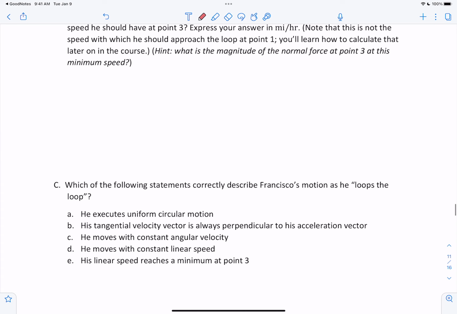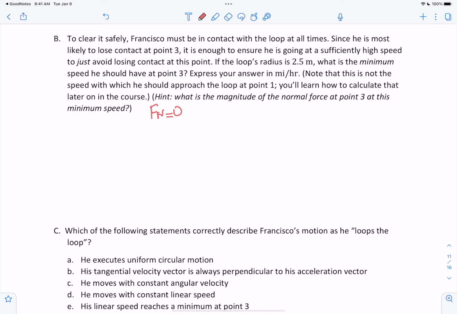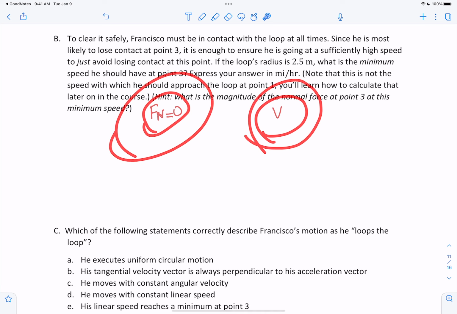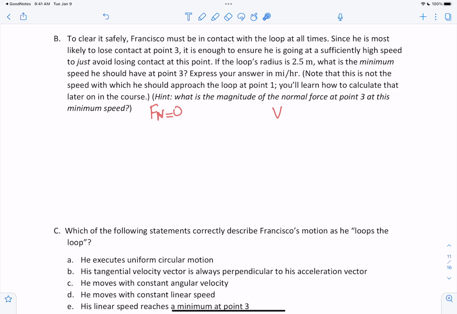Excellent. So we know that normal force is equal to 0 at that top point at 3, and that's just when the bicycle is about to lose contact with the track, and that's when you're going to have the lowest speed. You're going slow enough that you're just barely going to lose contact with the track. So if Fn is equal to 0, we have a force here. Now we're trying to figure out speed. So think again, forces, speed, forces. Well, what force helps integrate speed? What force do we know integrates speed in its equation?